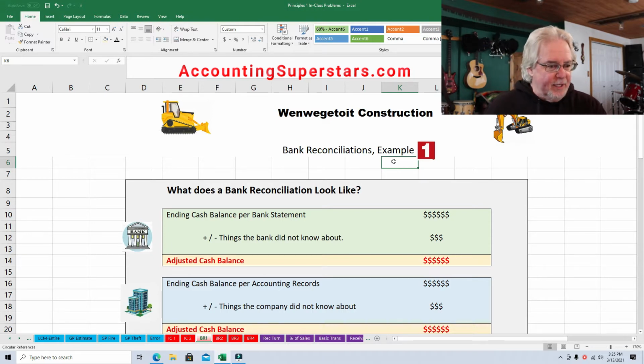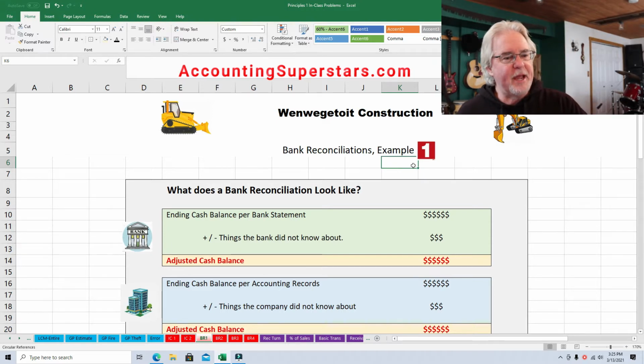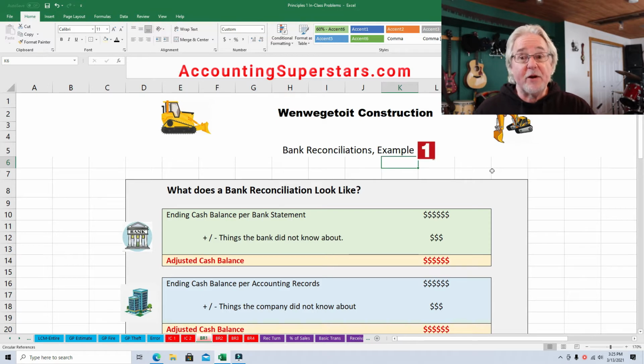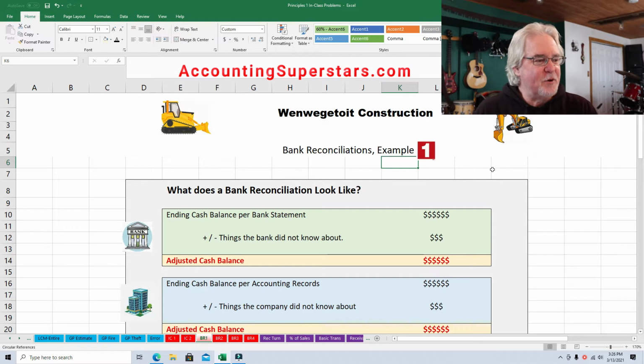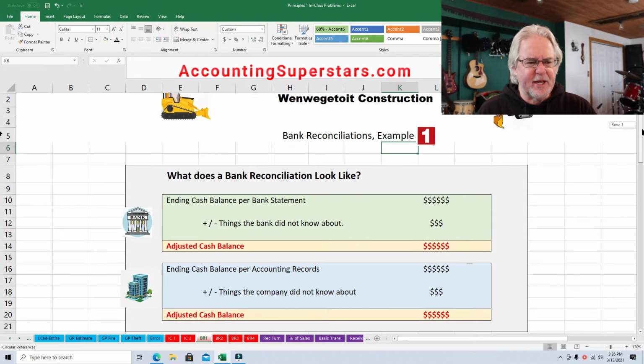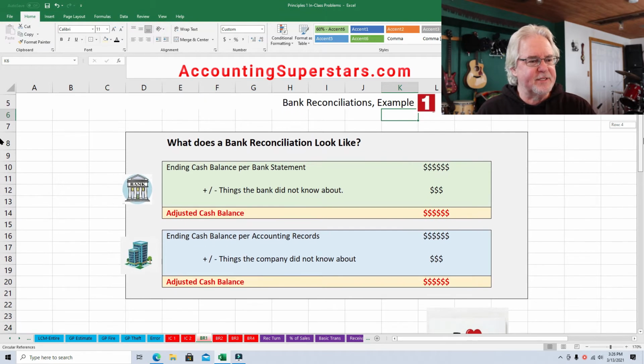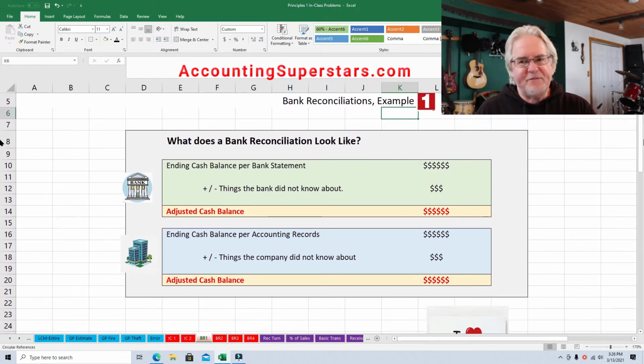So let's get started with bank reconciliation. This is the very first lesson on bank reconciliations, and I made this lesson as simple as humanly possible. I don't think I can make it any easier. It takes a little getting used to, but you'll get it. Now, there's a couple of different ways of doing bank reconciliations, and this is my favorite because it's really straightforward. I think it's the easiest one to understand.